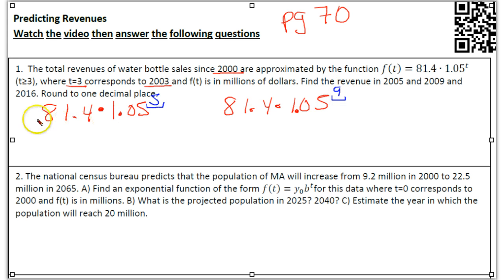So you put this times this caret to the 5th, and I think your calculator will take care of that. Otherwise you could do this to the 5th and then times it by this, and your answer comes out 103.9, and keep in mind this is in millions of dollars. And this one, and again you want to check this on your calculator, and the answers are on page 81.